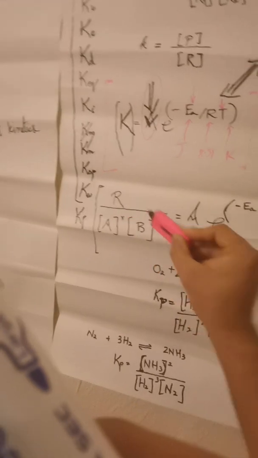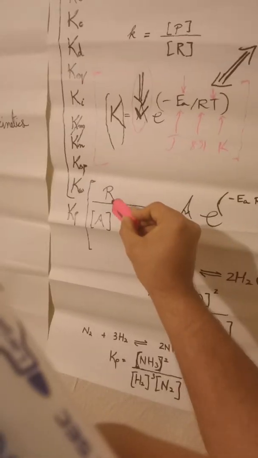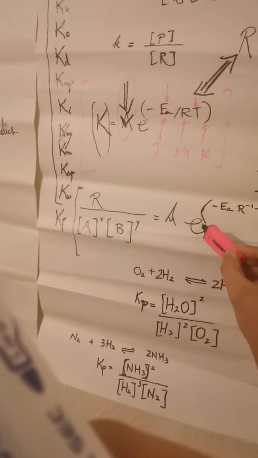Now this, you could cancel that unless you did natural logs. You wouldn't be able to cancel R, because it's bound by the exponent.